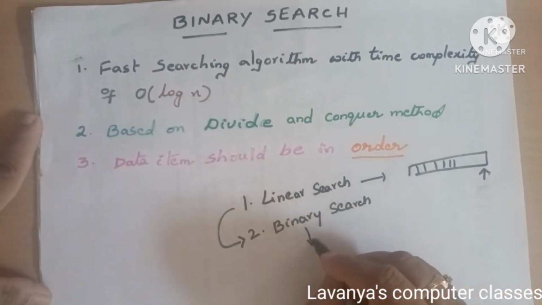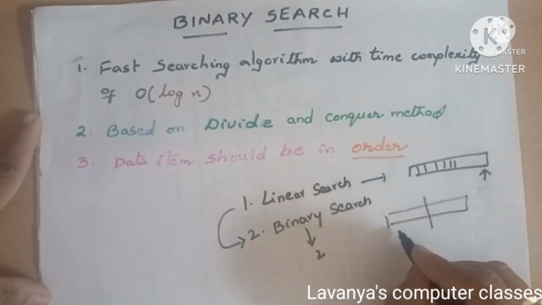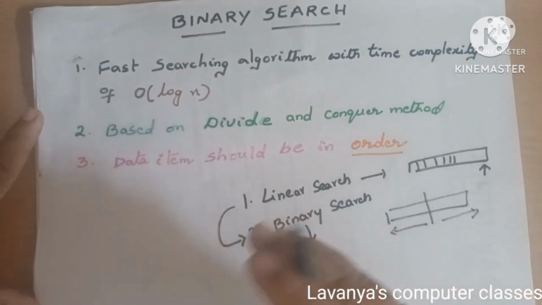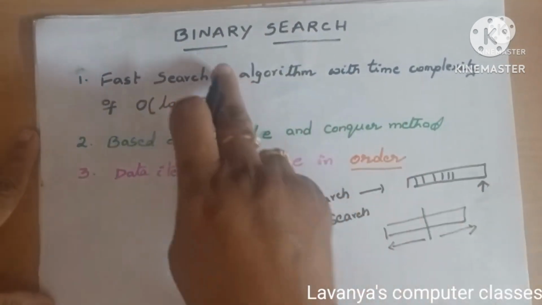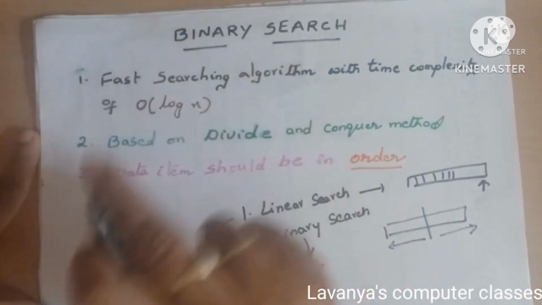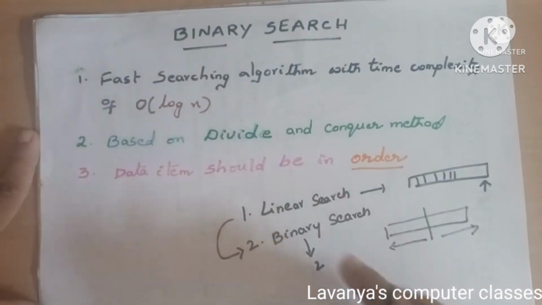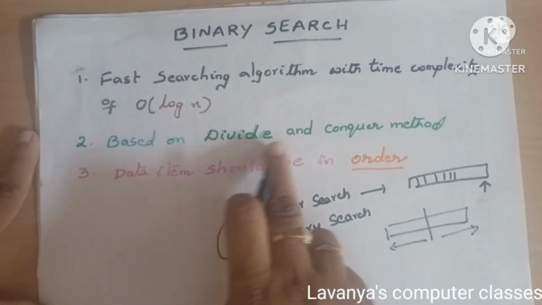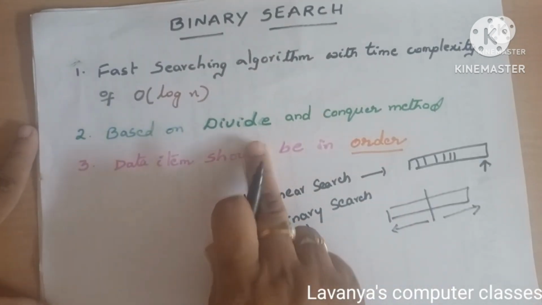What is binary? Binary means 2. Here the list of elements is divided into 2 parts. We search for the element either in this part or in that part. That's why the number of iterations is almost halved. That's why binary search is a well suited method for searching. It is a fast searching algorithm because we can search either the left hand side or the right hand side depending upon the elements. And it is based on the divide and conquer method. Binary search is a good example for the divide and conquer strategy.